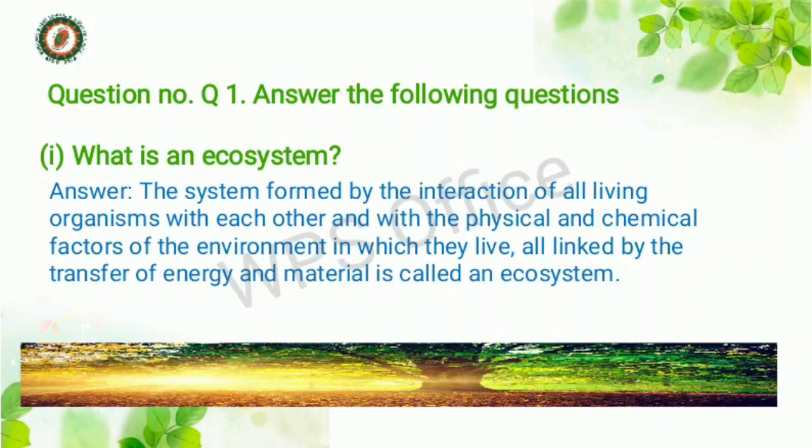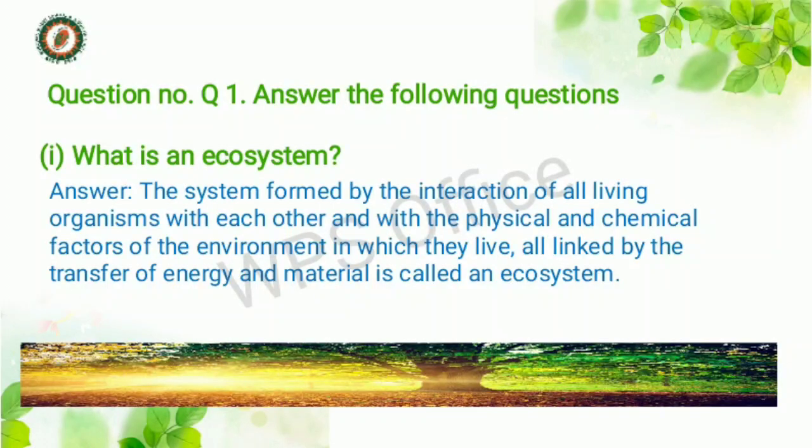What is an ecosystem? And the answer is, the system formed by the interaction of all living organisms with each other and with the physical and chemical factors of the environment in which they live, all linked by the transfer of energy and material, is called an ecosystem. So that's all from question number 1.